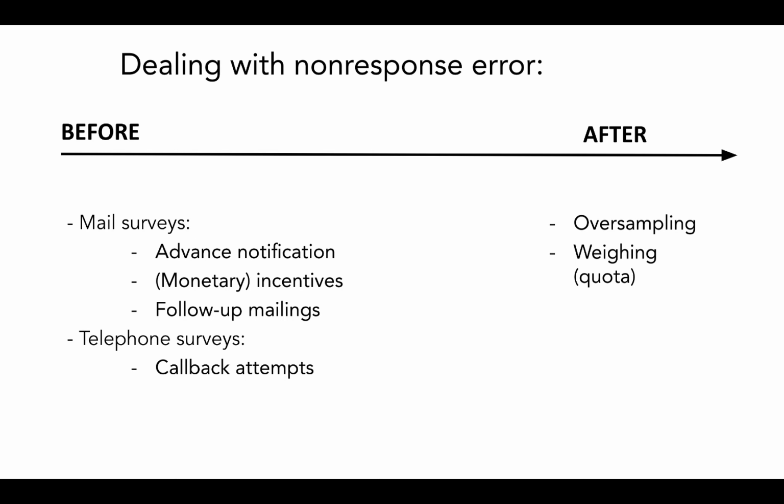So a couple of things you can do when it comes to dealing with non-response error, before as well as after you do your data collection. Before the data collection starts, what you could do is send some advance notification in the case of mail surveys. So sending a letter or a quick notification saying, hey, this survey is going to come your way. Would you be interested in participating? And then people who self-select already at that point are usually more committed to actually also complete the survey.